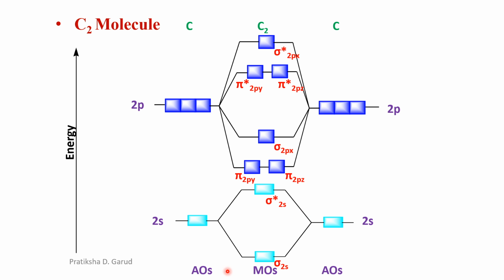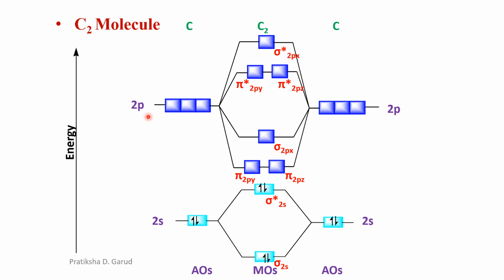Now we know that the 2s of the first carbon and the 2s of the second carbon both have 2 electrons each. So this is the first electron, this is the second electron of the first carbon atom. This is the first electron, second of the second carbon atom. There are 4 electrons. So out of the 4, 2 are filled in the bonding, and the remaining 2 are in the anti-bonding. So this is the filling in the 2s.